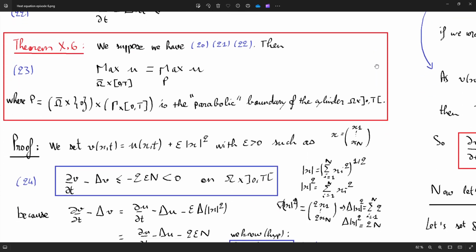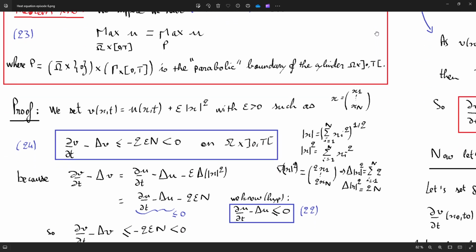For the proof, we set v(x,t) equals u(x,t) plus epsilon times the squared norm of x, with epsilon strictly positive, where x equals x1 up to xn, with the norm of x equal to the square root of the sum from i equals 1 to n of the xi squared. So the norm squared of x is then equal to the sum from i equals 1 to n of the xi squared.